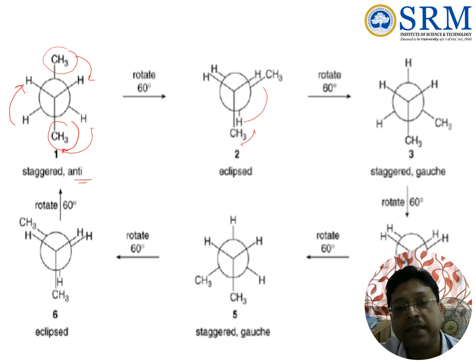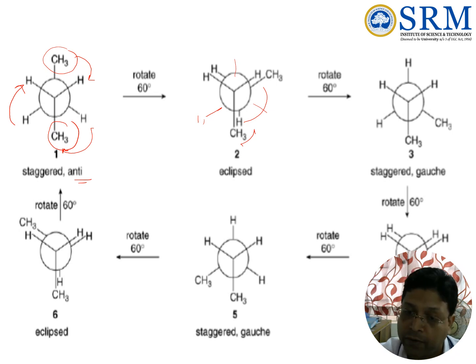Again, you do a 60-degree rotation. Then this methyl will come here, this hydrogen will come here, and this hydrogen will come here. So you will get staggered. There is a name for this staggered conformation. Because this methyl and methyl are very close, that means the C2 methyl and C3 methyl have a dihedral angle of 60 degree, we call it a staggered gauche conformation.